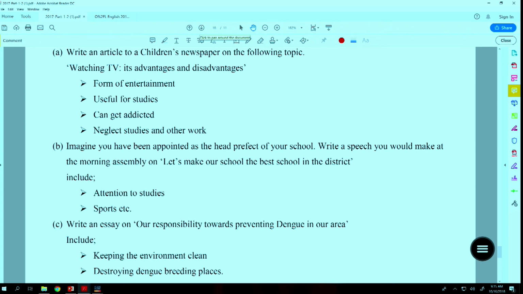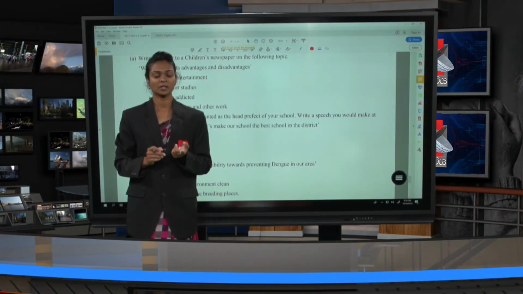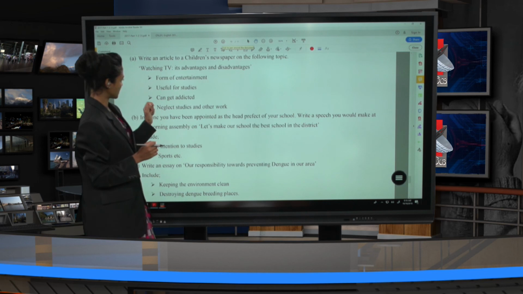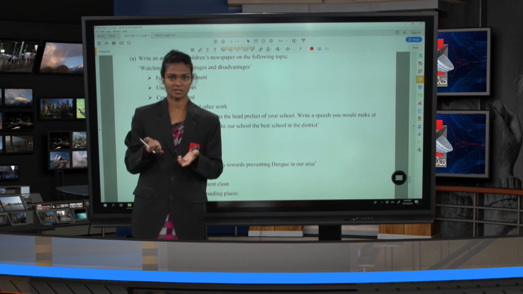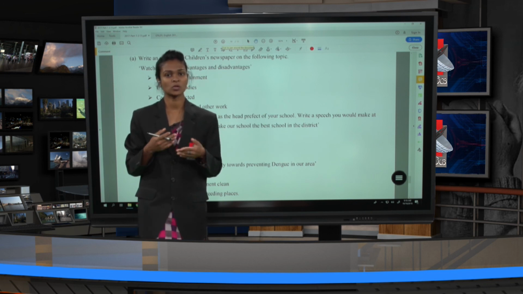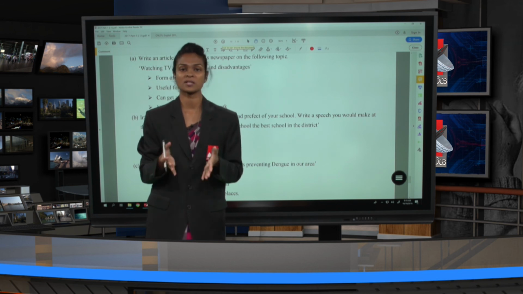Simple A, what you have to do is write an article to a children's newspaper on the following topic. About what? Watching TV. Its advantages and disadvantages. You have to mention here, watching TV is a form of entertainment. Then you have to mention how it is useful for your studies. How do you use it as a useful tool for your studies?